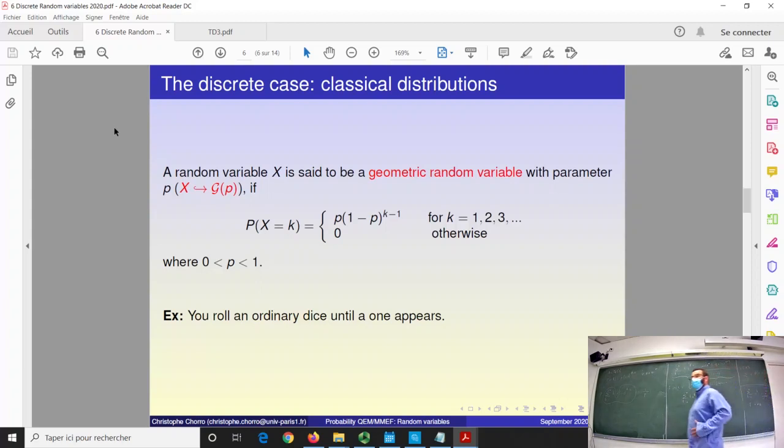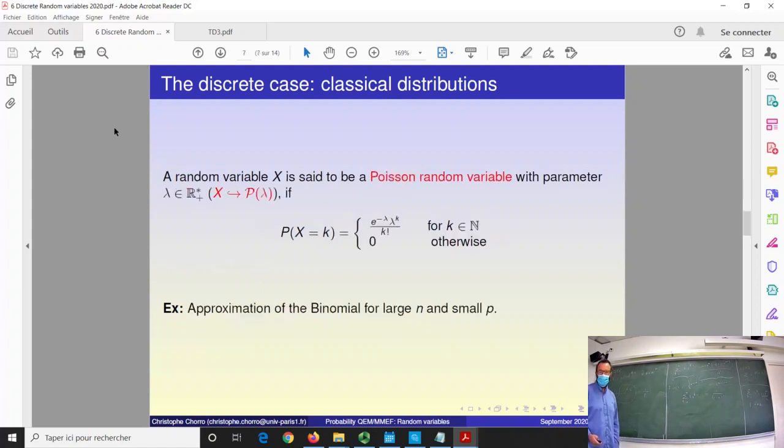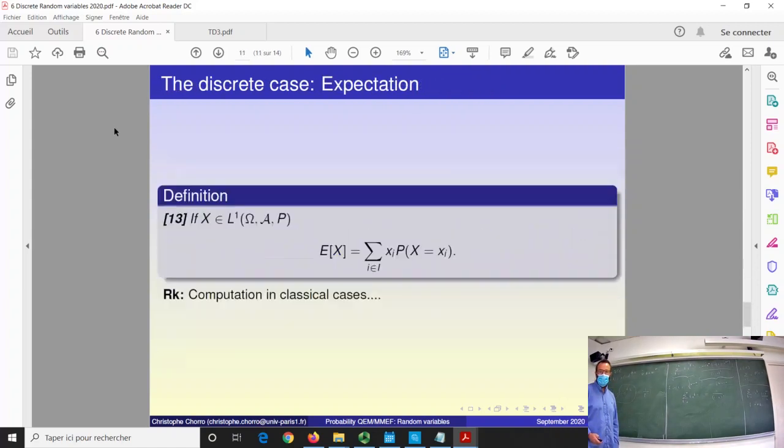So you have this classical computation, and in general, if you are able to compute this one, you are able to compute more or less everything, because the ideas are the same here. So we have the computation of the expectation in our basic cases. That is what I have written in the remark here, the classical computations.